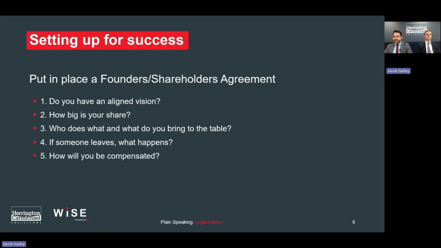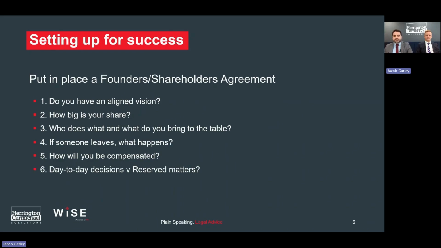5, how will you be compensated? Dividend payments for startups can happen, and there could be good tax reasons for that. But if you're not going to do payments via dividends, then it's good to be clear about the remuneration or salary that each person is going to receive, and if it's contingent on any targets being met as well. It's really good to be clear about that from the get-go.